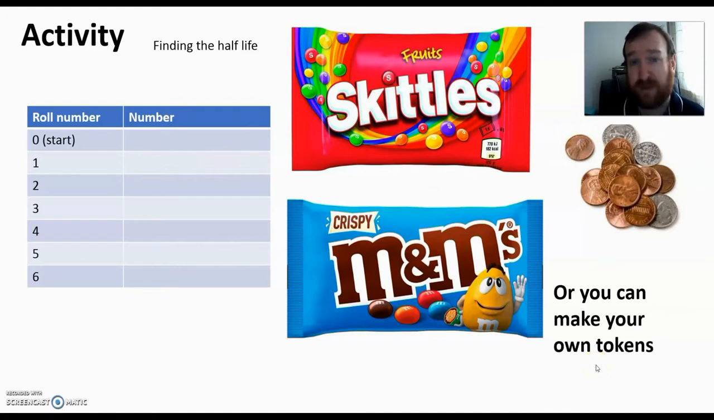So just get some scrap paper, cut up a little square and put a tick and a cross on it. Okay, and you're going to be using these to model an atom that's radioactive, to model the chance of some of those particles decaying and giving out radiation.